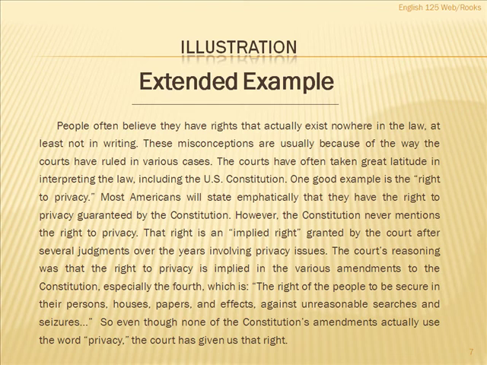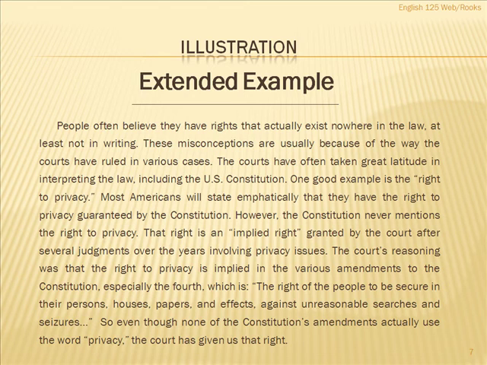The courts have often taken great latitude in interpreting the law, including the U.S. Constitution. One good example is the right of privacy. Most Americans will state emphatically that they have the right to privacy guaranteed by the Constitution. However, the Constitution never mentions the right to privacy. That right is an implied right granted by the court after several judgments over the years involving privacy issues.